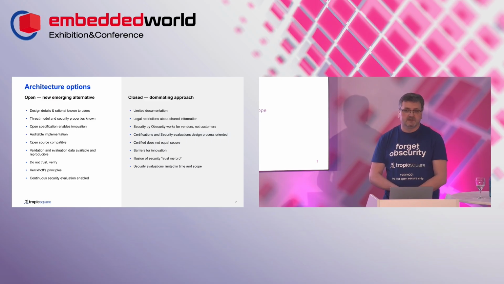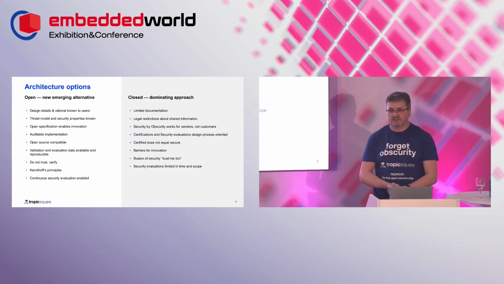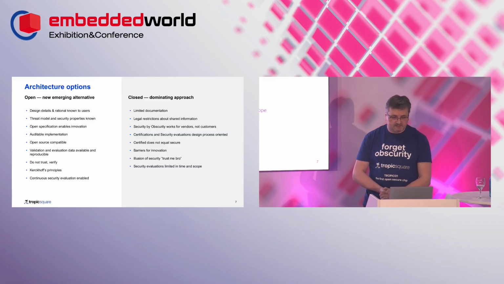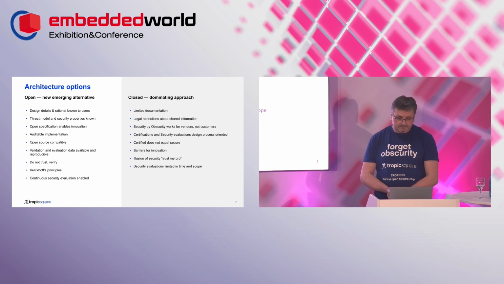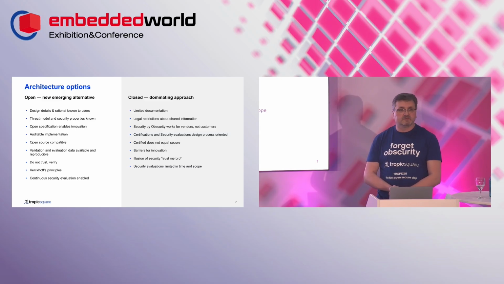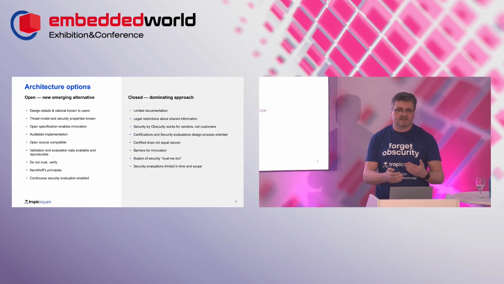So imagine a situation where you find a vulnerability which is threatening your customers, and you are not allowed to communicate that. So security by obscurity, that's what we live in. That's the status quo. It works definitely to some extent, and it works for vendors, but not for the customers. And certification and security evaluations are design-oriented processes. So sometimes security is demonstrated by certifications, but in the end, it does not necessarily mean that the certified device is secure, because it depends how the certification is done, and again, these things are not really public, detailed information.